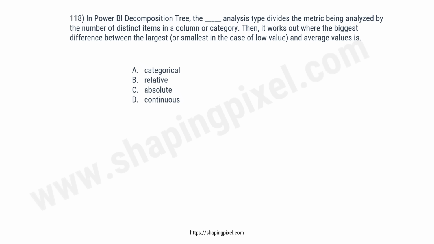So question number 118. In Power BI decomposition tree, the dash analysis type divides the metric being analyzed by the number of distinct items in a column or category. Then it works out where the biggest difference between the largest and average value is. And we have four options: categorical, relative, absolute, continuous. So the right answer here is option B, relative.